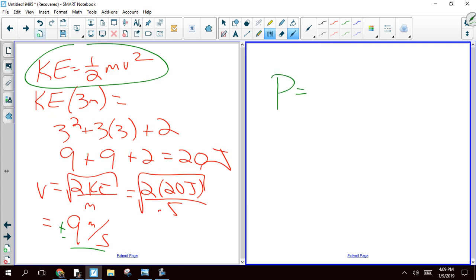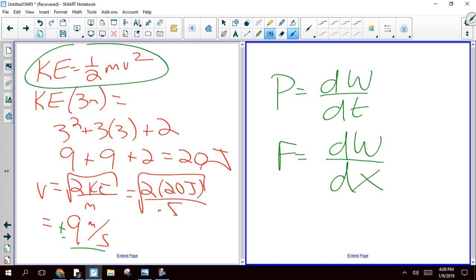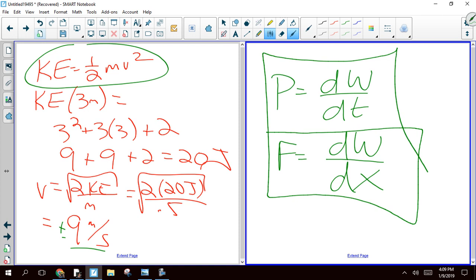Please, please, please, to quickly summarize, watch out. Power is the derivative of work with respect to time. Force is the derivative of work with respect to position. Don't mix them up.